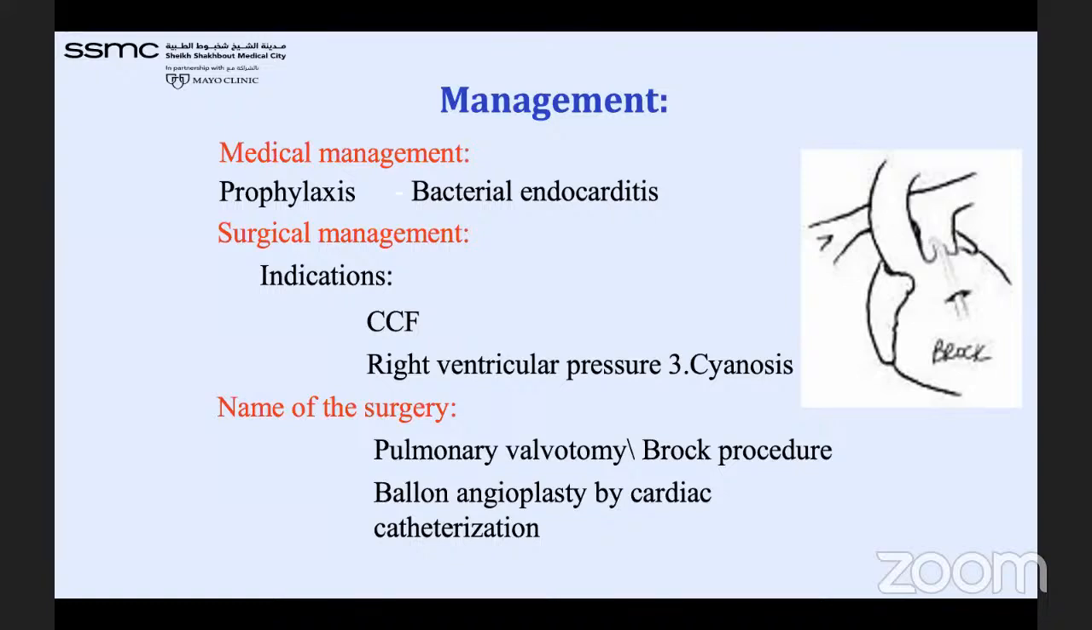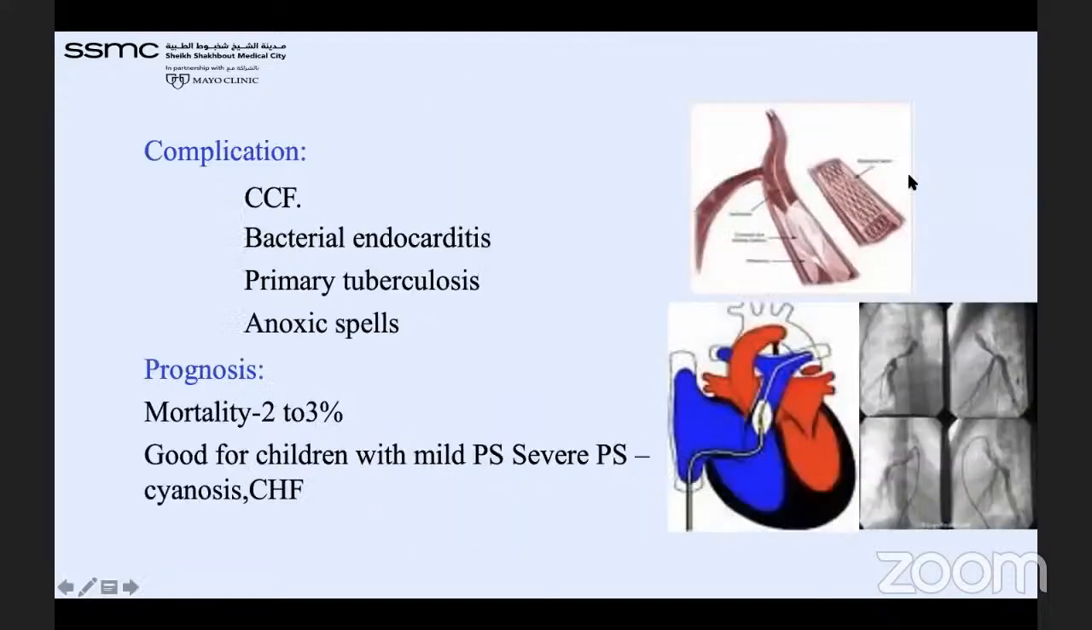But most of the time it is surgical management, as I told you in our baby, because it is going into congestive cardiac failure, and the right ventricular pressure is very high, and later leads to cyanosis. So the name of the surgery is pulmonary valvotomy or balloon angioplasty or catheterization, as you can see here. So this baby will get the cardiac catheterization, and they will go through it. It is a typical severe pulmonary stenosis, the valvular stenosis in our case. So they will go through from there, and then try to balloon it up.